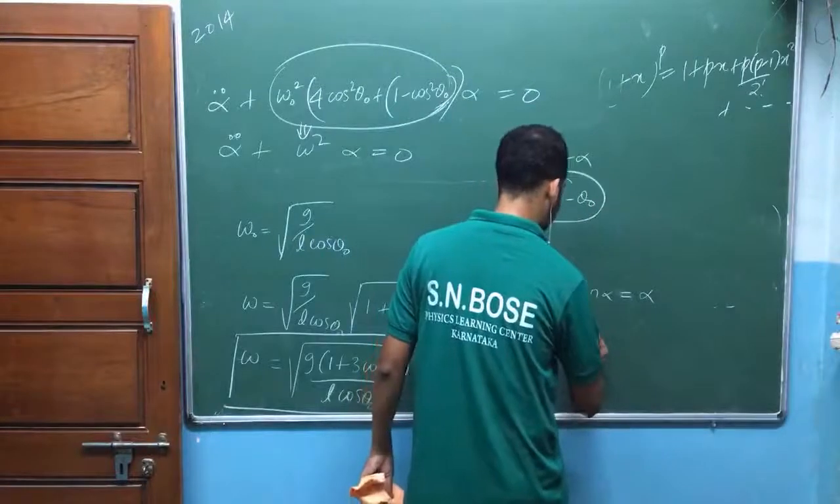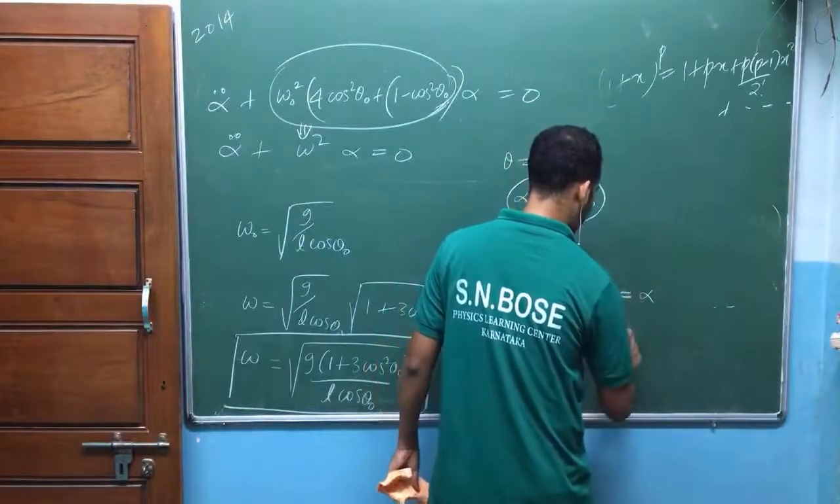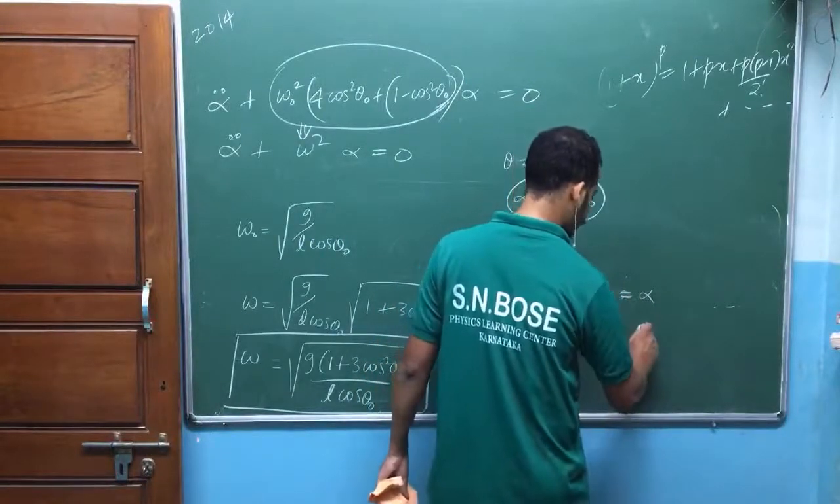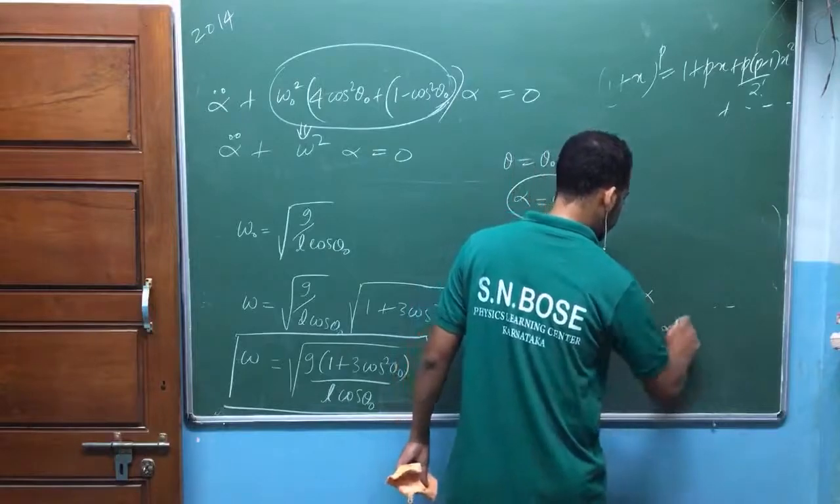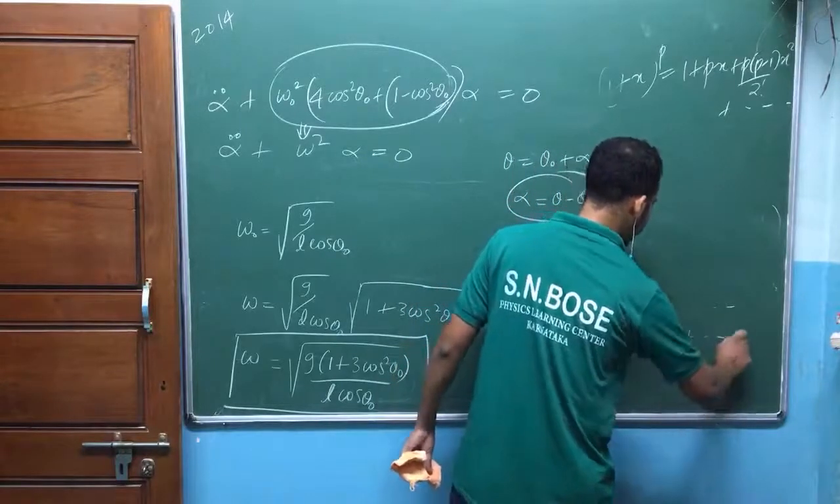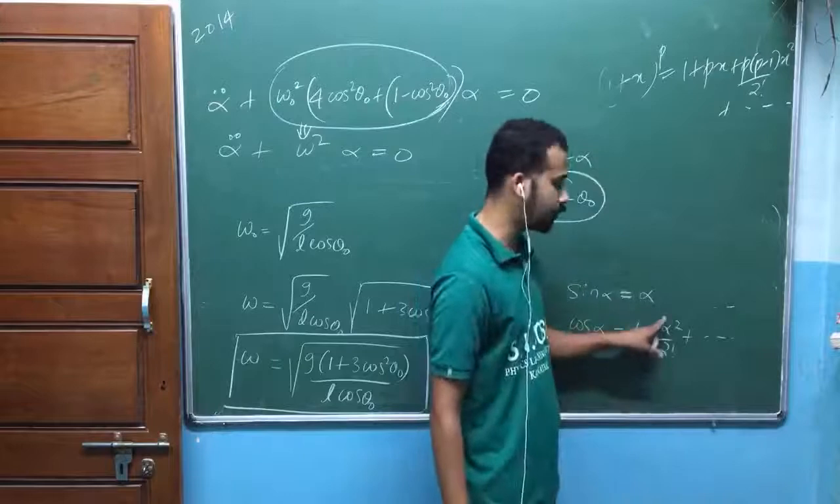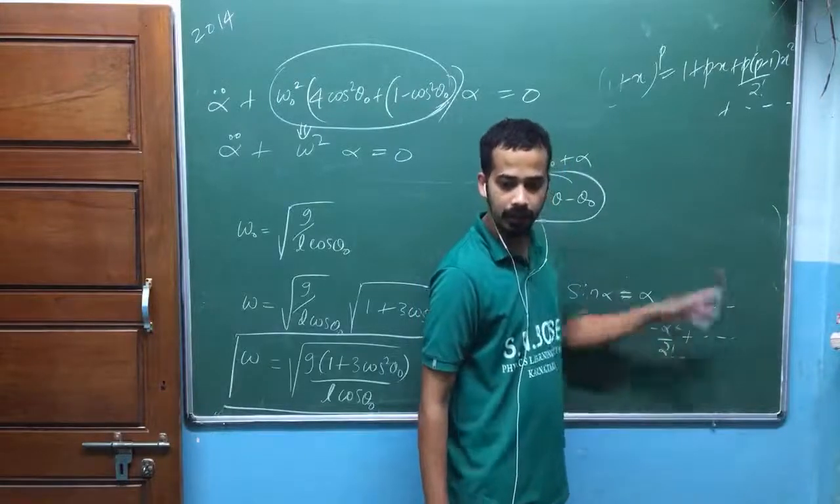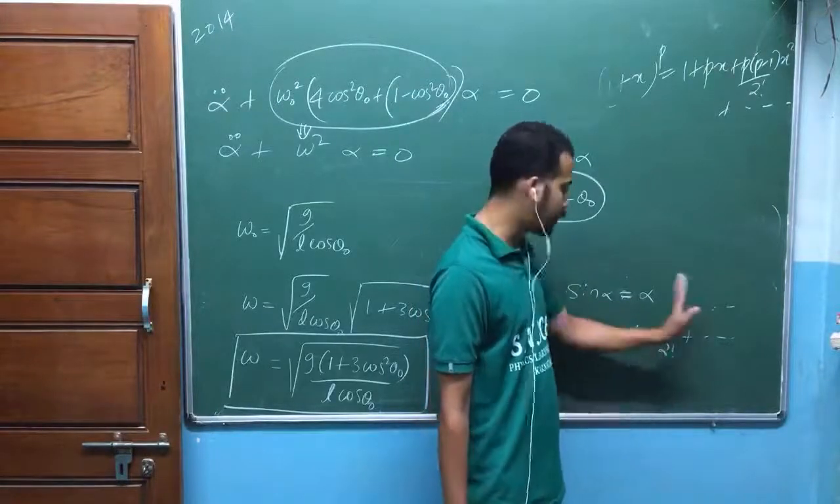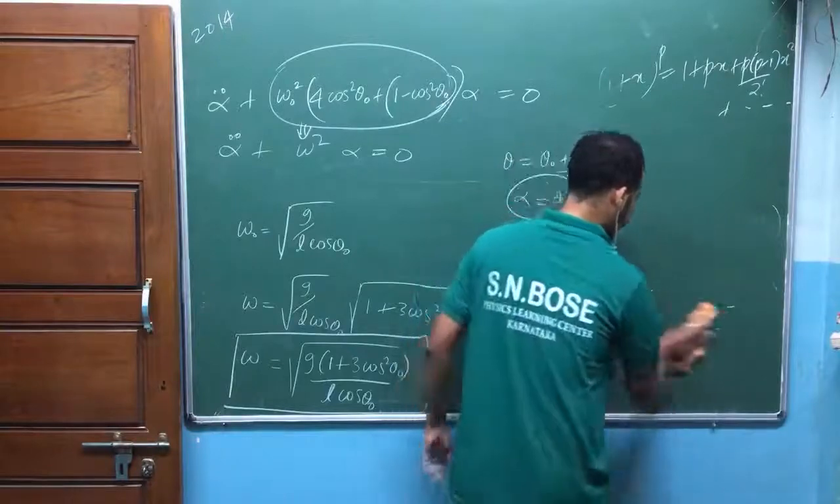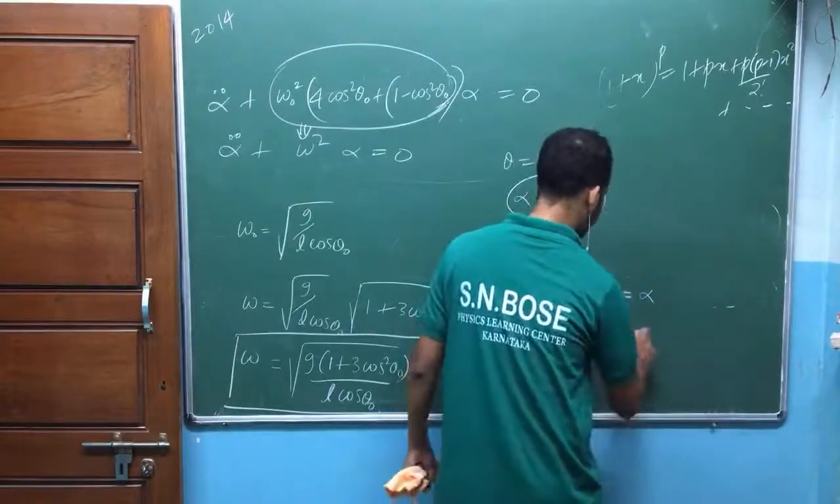So cos alpha, its power series expansion is 1 minus alpha square by 2 factorial plus and so on. We haven't taken this alpha square by 2 factorial. It's the second power. We have taken only up to first power. That's why cos alpha we have assumed is nearly equal to 1.